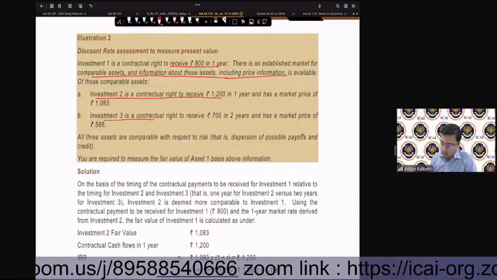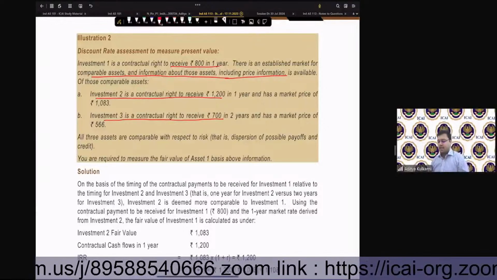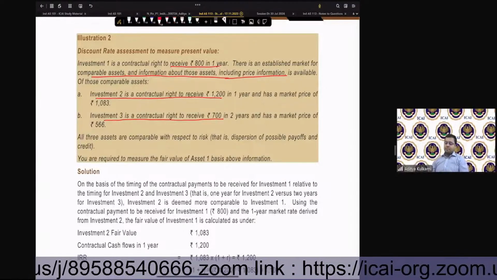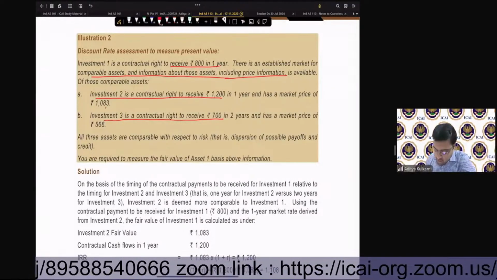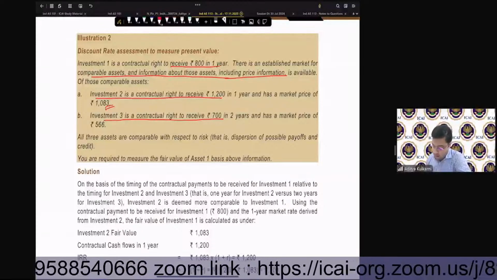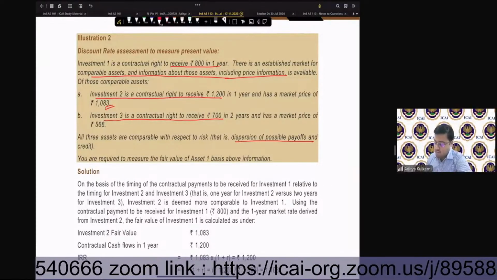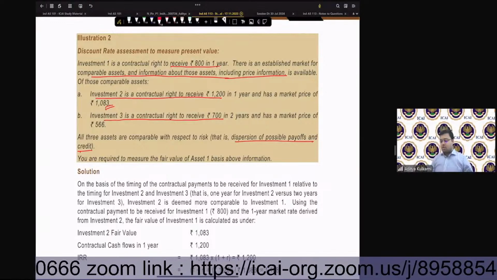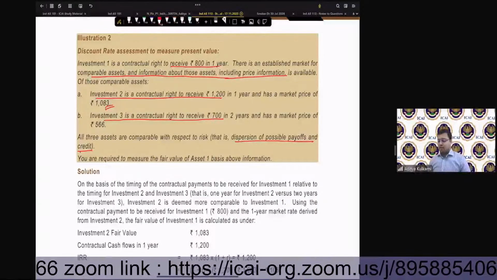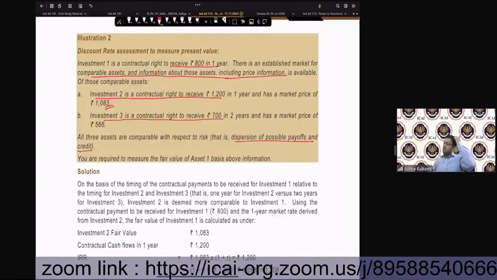Investment three is a contractual right to receive 700 in 2 years and has a market price of 566. The first one is 1,083. All three assets are comparable with respect to risk, that is dispersion of possible payoffs and credit. You are required to measure the fair value of asset one on the basis of the above information.